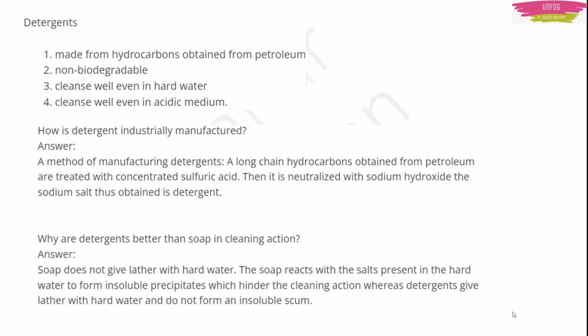Soaps do not give lather with hard water. Lather means, in Hindi they say jhag. Soap does not give the jhag with hard water. Now hard water means salty water, bore water or water from a well which is very salty. So the soap reacts with the salts present in the hard water to form insoluble precipitates which suppress the cleaning action. Whereas detergents give this lather with hard water and they do not form an insoluble scum. That's the main reason why detergents are better than soap in cleaning action.